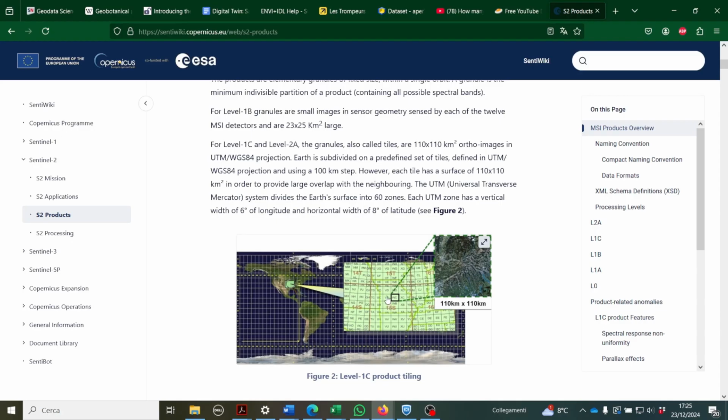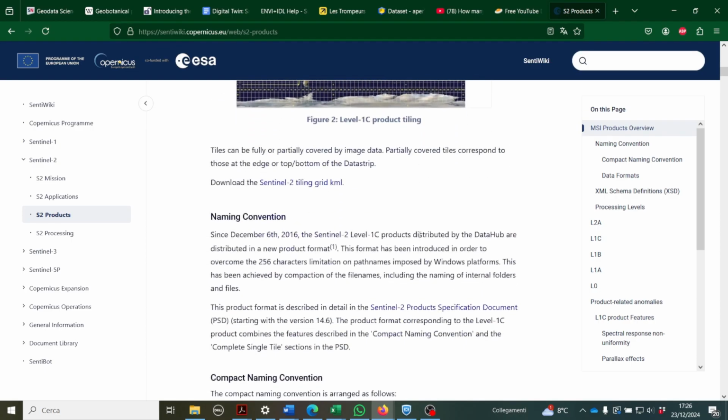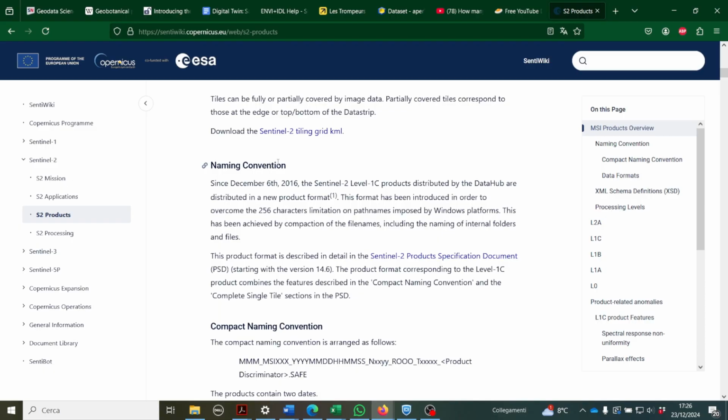But usually every single scene you see represents a square of 110 kilometers by 110 kilometers, so a very square image representing this area on the ground. If we are talking about 10 meters resolution, that will be made of 11,000 times 11,000 cells for every single image matrix. And we have a naming convention.